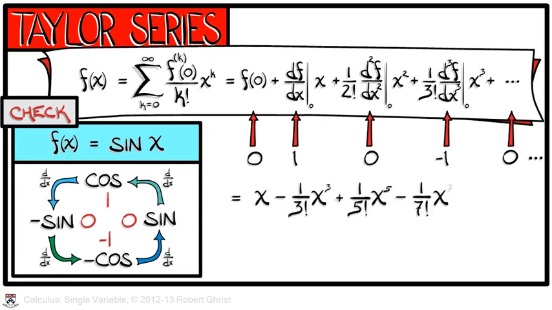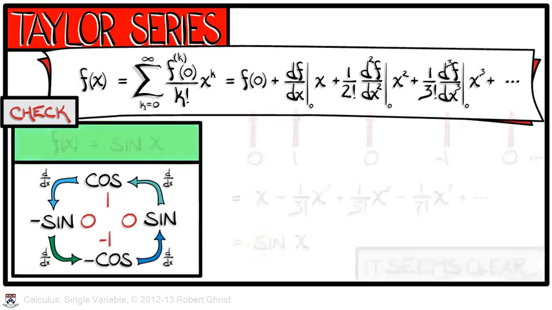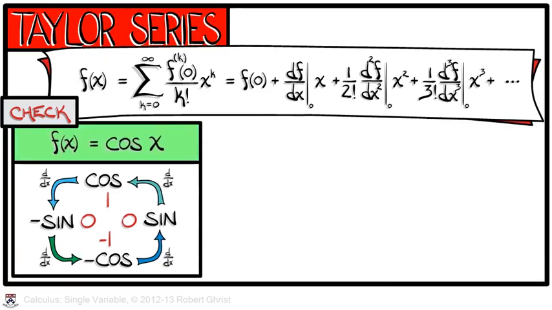When we write out the resulting Taylor series, we see, once again, the familiar form x minus x cubed over 3 factorial plus x to the 5th over 5 factorial, etc. This is the expression for sine of x. It seems clear that this ought to work in other contexts as well, but let's just check it. For example, if we work with cosine of x.